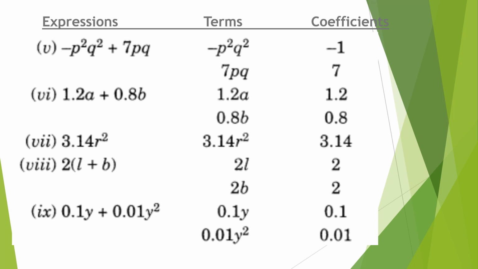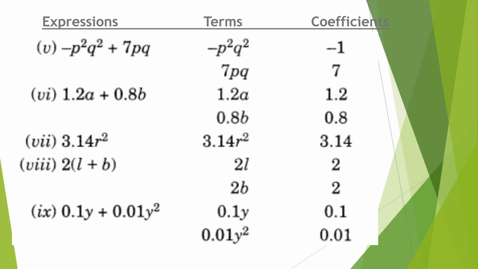And the next question, 1.2a plus 0.8b. The first term is 1.2a, whose coefficient is 1.2. Second term is 0.8b and its coefficient is 0.8. Next, seventh question, 3.14 r square. So the first term is 3.14 r square and its coefficient is 3.14.